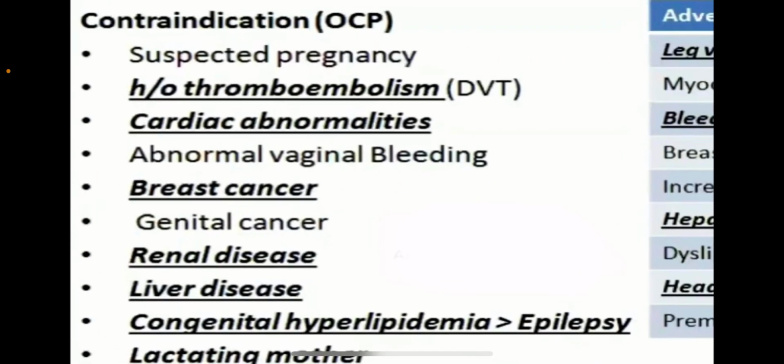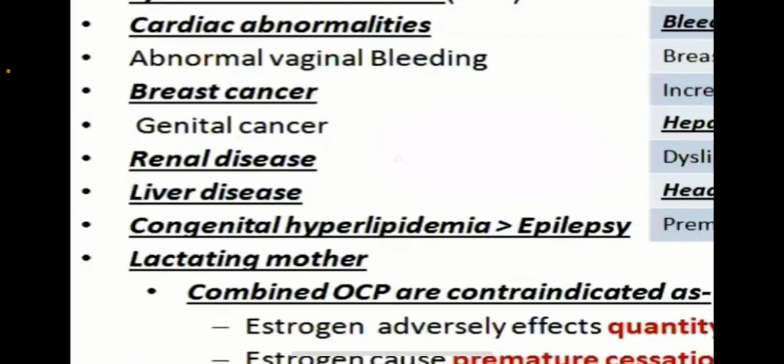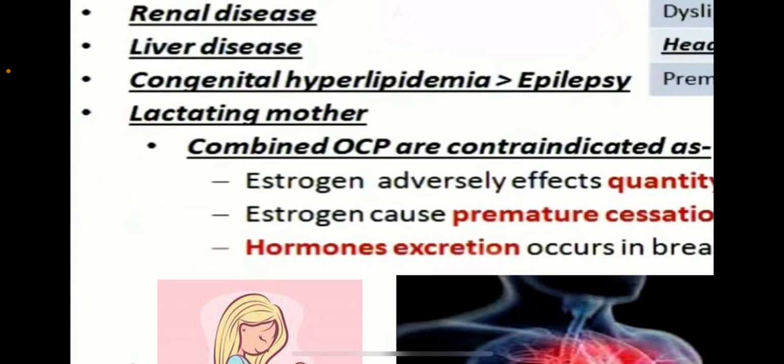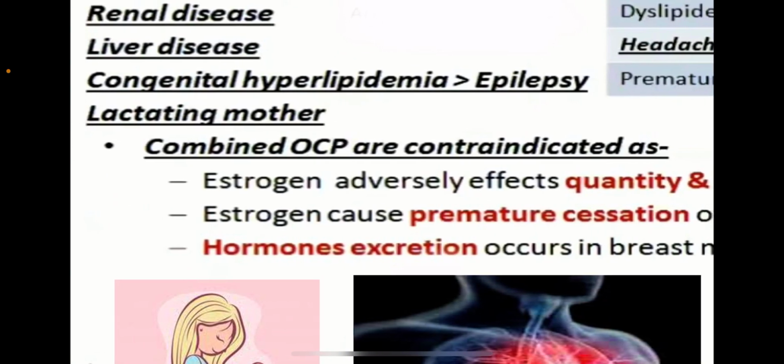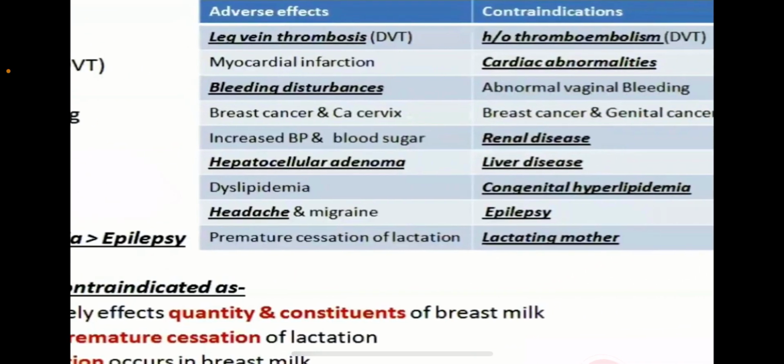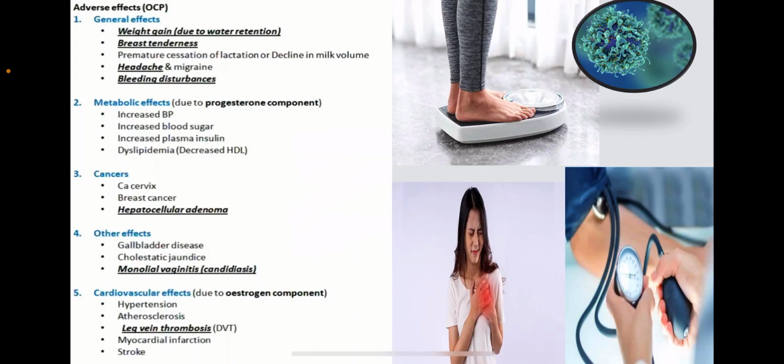And the contraindications: thromboembolism, cardiac abnormalities, breast cancer, renal diseases, liver diseases, hyperlipidemia, lactating mother. Then the adverse effects: weight gain, breast tenderness, headache, bleeding disturbances. In cases of cancer, hepatocellular adenoma. Remember guys, if they give the options and hepatocellular adenoma is there, do not confuse. It is all of the above. Hepatocellular adenoma is also an adverse effect of OCP.